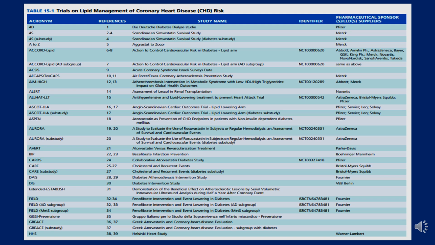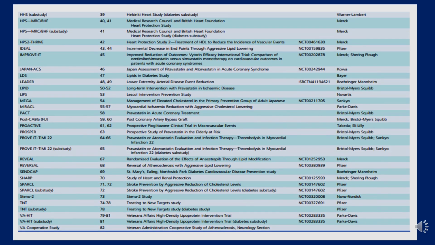Pause the video and carefully scrutinize Table 15.1 summarizing trials on lipid management of coronary heart disease risk before advancing to the next slide.